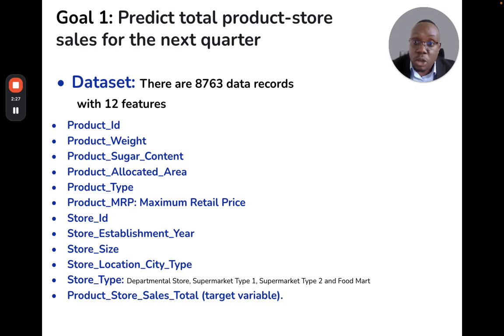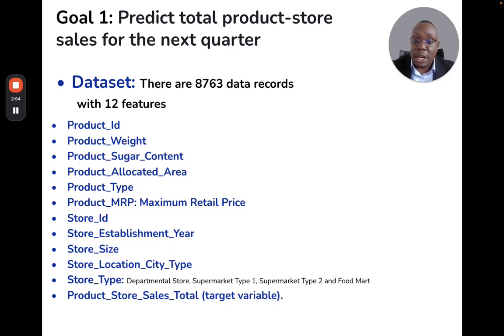So the goal was really to predict the product store total sales for the next quarter. We had a data set of 8,763 data records with 12 features. We had the product ID, the product weight, the sugar content, the product allocated area, the product type, the maximum retail price. These are all characteristics about the product.